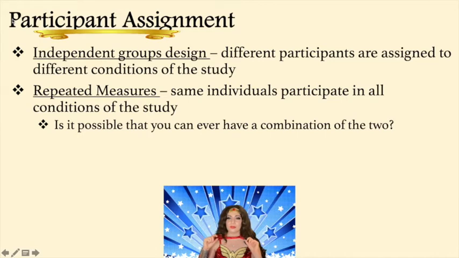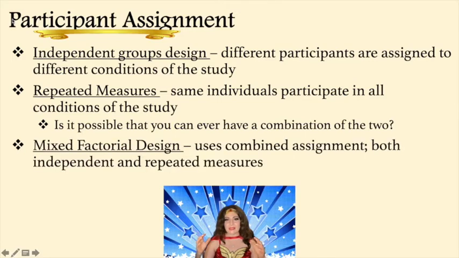Repeated measures is when the same individuals participate in all conditions of the study. So what happens if you have a combination of the two? Well, that means that you have a mixed factorial design. Mixed factorial designs use combined assignment. It uses both independent and repeated measures group design.